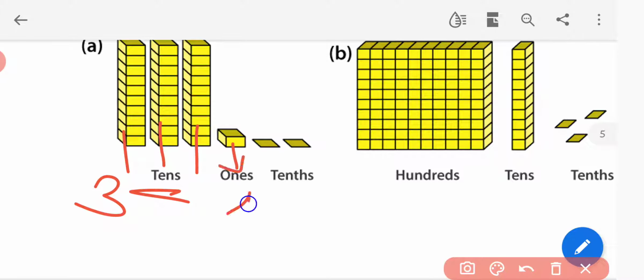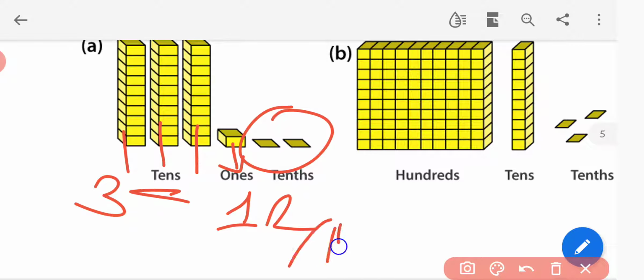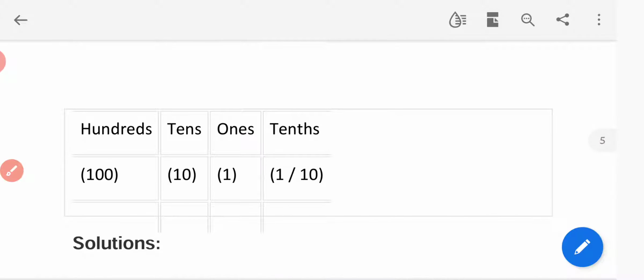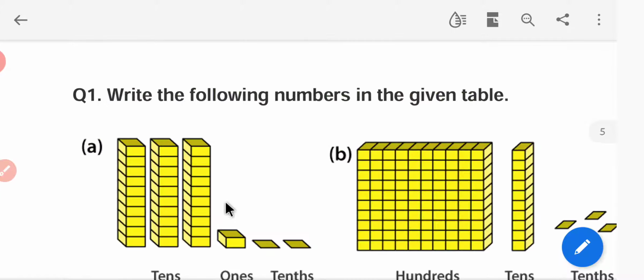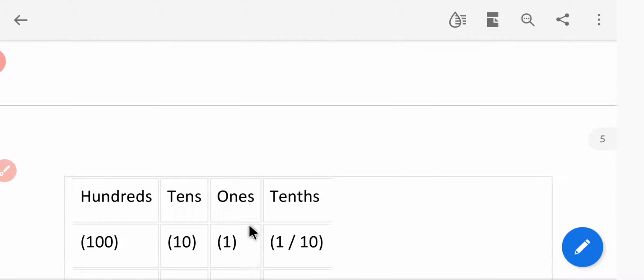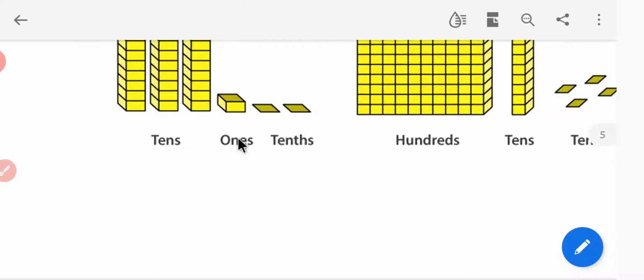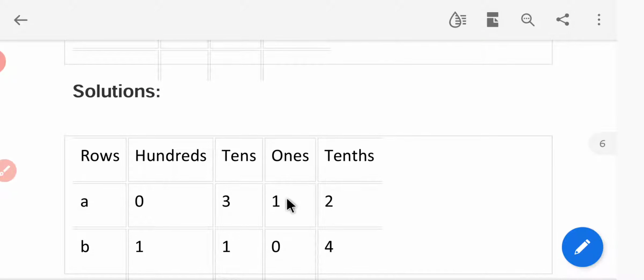Ones, how many ones? Only 1 ones. How many tenths? 2 tenths, means 2/10. So how to write this one, you can see in that one box is already given. So in first one, how many tens are given? 3 tens. So right here 3 tens. Ones only 1 and tenth 2. So in place of ones write here 1 and tenth 2. So using this you have to fill this table.